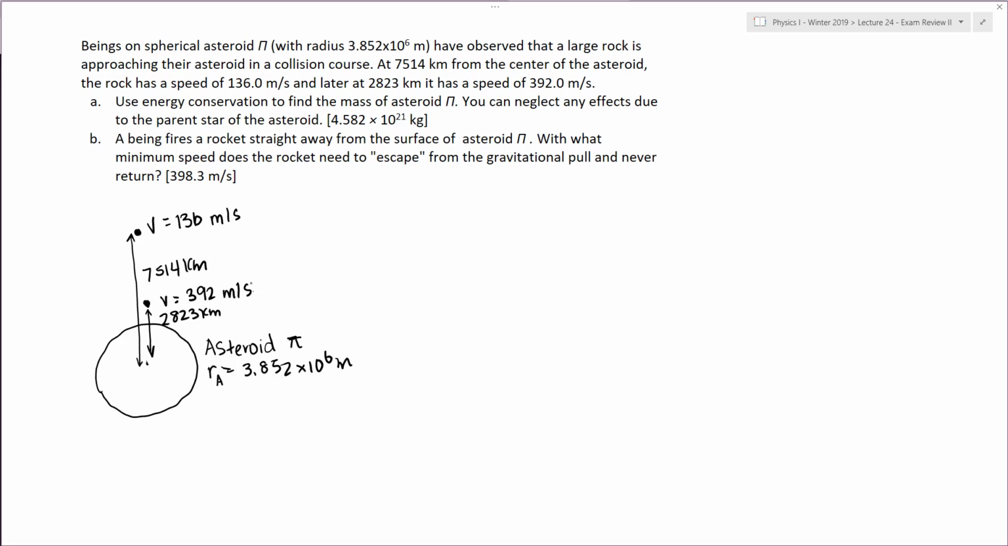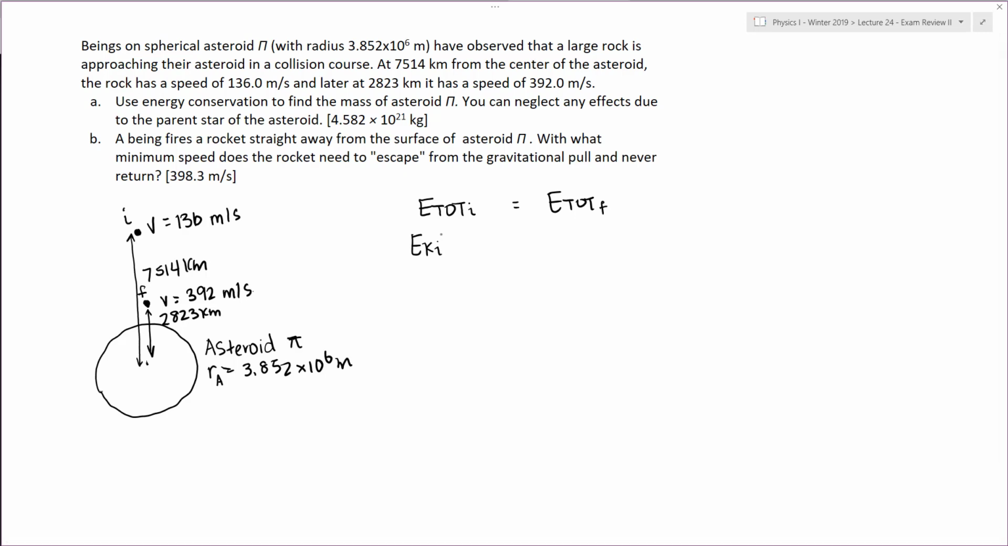So we're going to use energy conservation as is suggested in the question. And we'll say the total energy that the rock has initially is equal to its total energy final. So up here is initial, and when it's at this point over here, we'll say that's final. Okay, so what type of energy does this rock have? Initially it has a velocity, so it does have kinetic energy. And it also has gravitational potential energy.